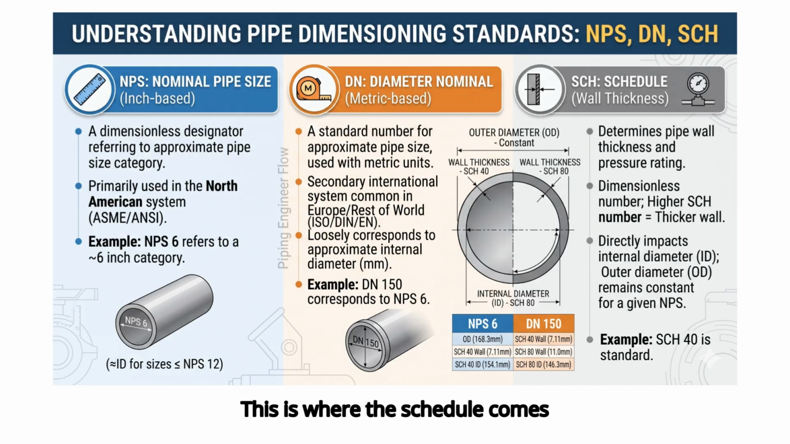This is where the schedule comes in. Think of the schedule as the strength of the pipe. As the schedule number increases, from SCH40 to SCH80, all the way to SCH160, the outside diameter, OD, stays exactly the same, but the wall thickness grows inward.